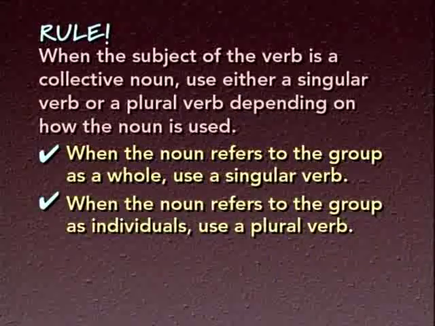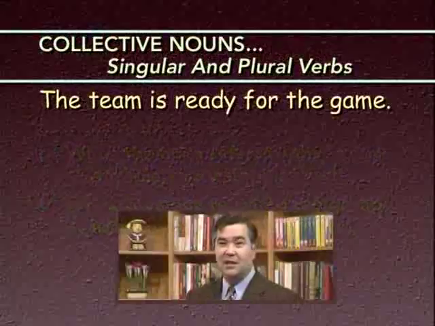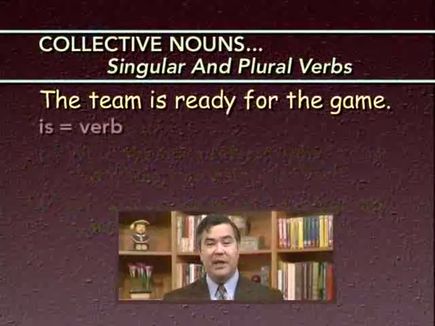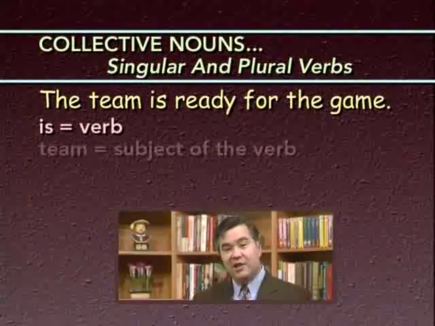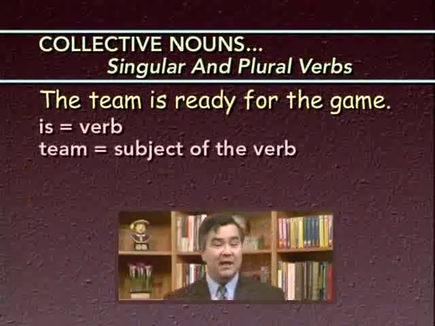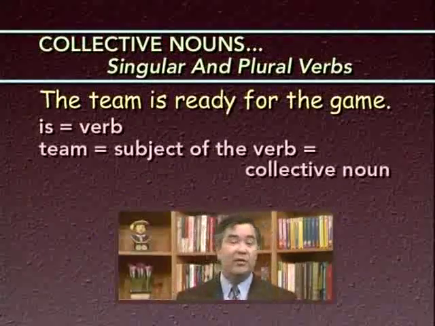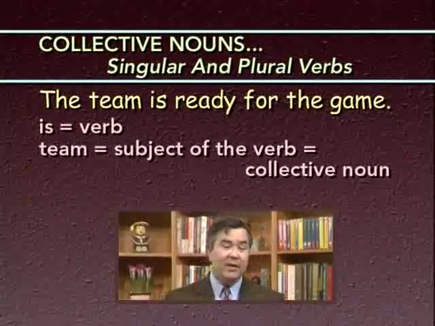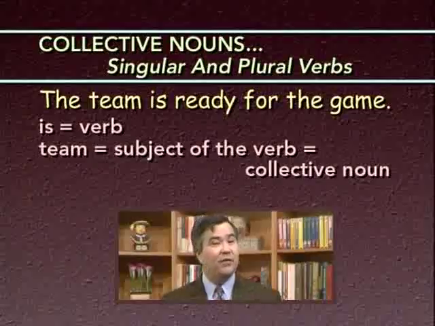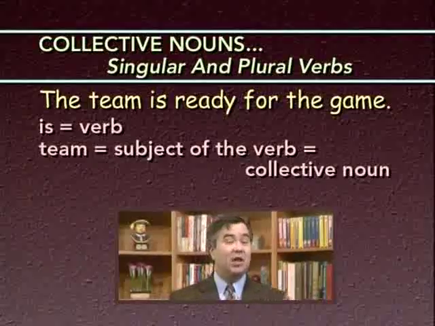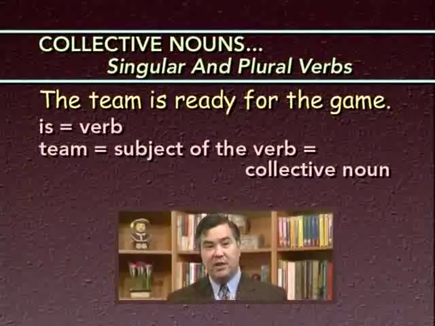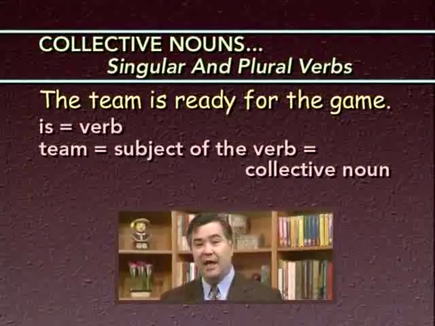Here are a couple of examples that should clarify this distinction. Look at this sentence. The team is ready for the game. The verb here is is, and the subject of the verb is team. And team is a collective noun. It refers to a group of people who all play a particular sport. Now, in this sentence, we're told the team is ready for the game. That means the team as a whole is ready. All of them together are set as one unit. They're prepared and ready to play.